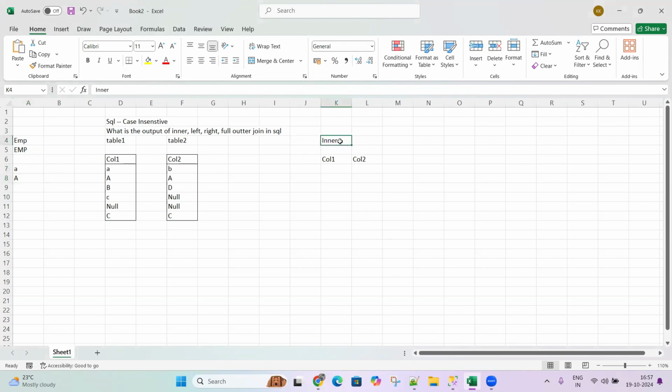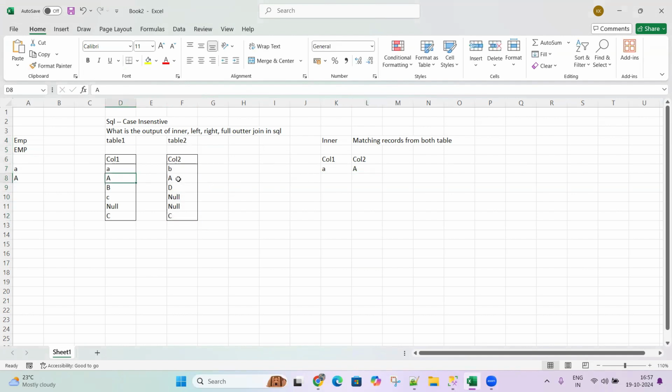Now, as I said, the inner join gives matching records from both the tables. Usually people get confused about how to match the records. We consider the first record, small a, and see whether it matches with B. No. Now check with the next record. It matches with this A. Yes. So we take small a, and in the second table it's matching with a capital A.